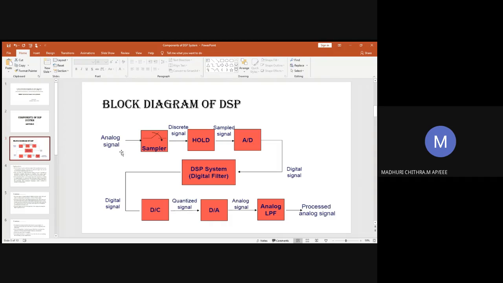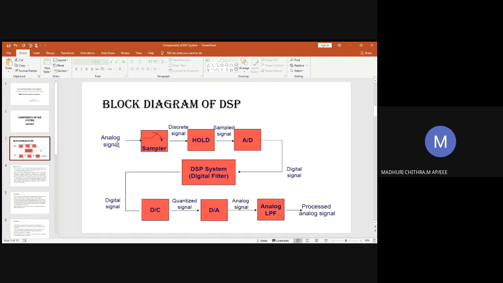So this is the block diagram. What are the components? First is the sampler, then hold, then the analog to digital converter. Then the digital signal processor, which is the major part. Next, the digital to analog converter, and then it goes to the analog low pass filter, giving the processed analog signal.